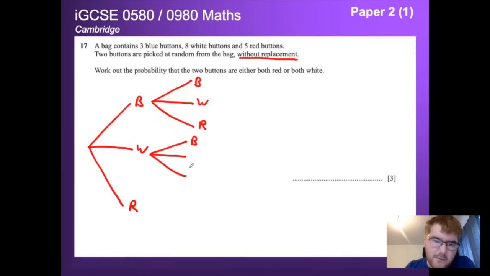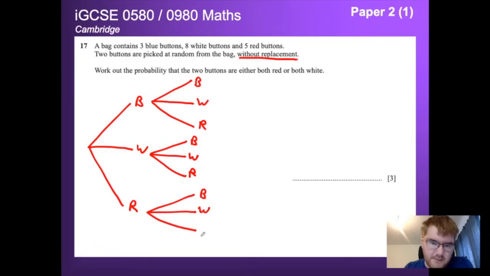Now this looks quite bewildering at first, a bit crazy, like we have to work out everything, but we just need to think which situations we actually want to work out. So let's go through this. The first part is, well, how many buttons do we have in total? Well, we've got 3, 8, 5, 16 buttons.